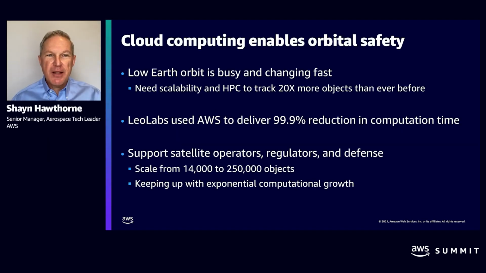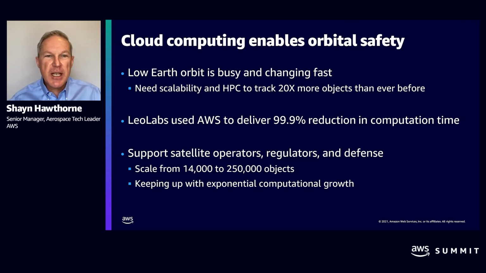Wow, Dan, that was great, and thank you. Everybody, I just wanted to add some key takeaways from Dan's great discussion, and that is that cloud computing really does enable orbital safety. As you can see from Dan's discussion, low Earth orbit is busy and changing fast, and that's because they're using AWS's scalability and high-performance computing to enable them to track over 20 times more objects than back in the dinosaur days when I was out there predicting collisions and helping keep people safe in space at Cheyenne Mountain.